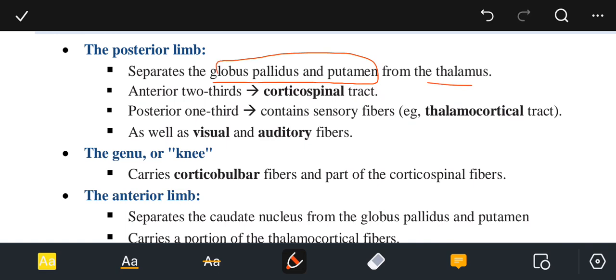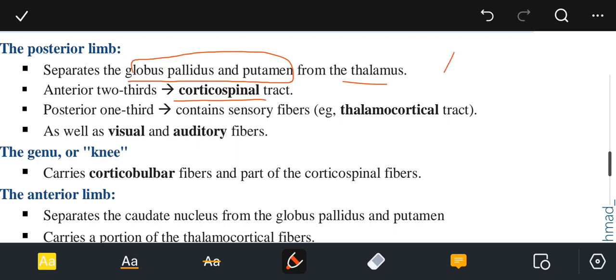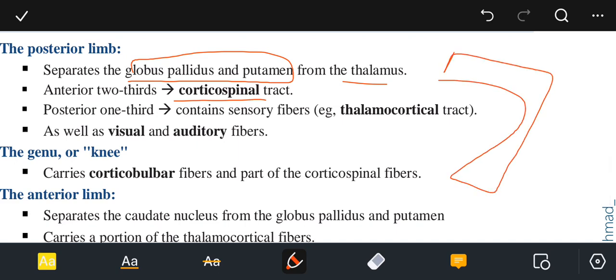Anterior two-third is corticospinal from the posterior limb. If I draw the internal capsule again, suppose this is the internal capsule. The anterior two-third of the posterior limb of the internal capsule, that is this area, is the site of exit of the corticospinal tracts.